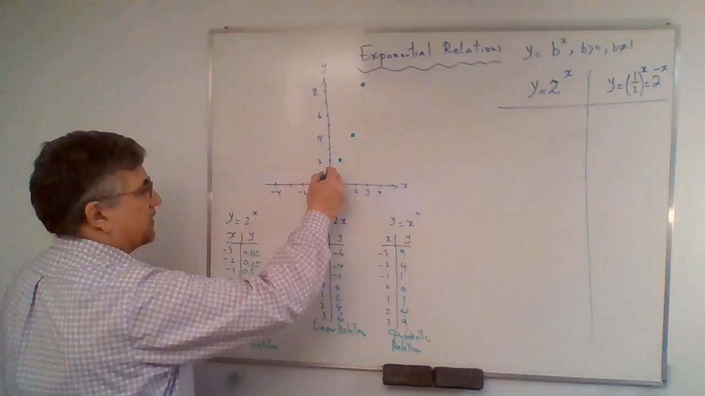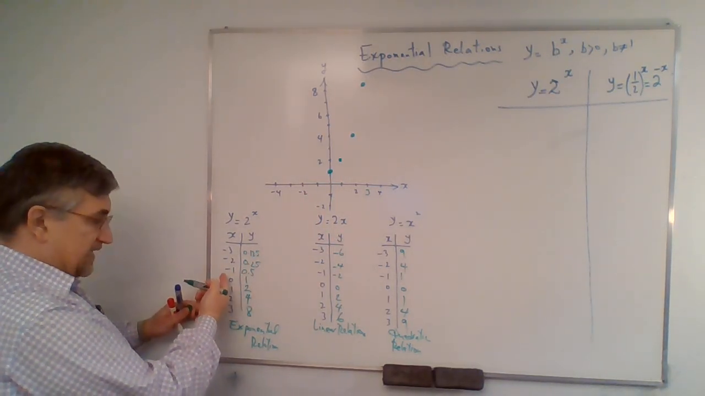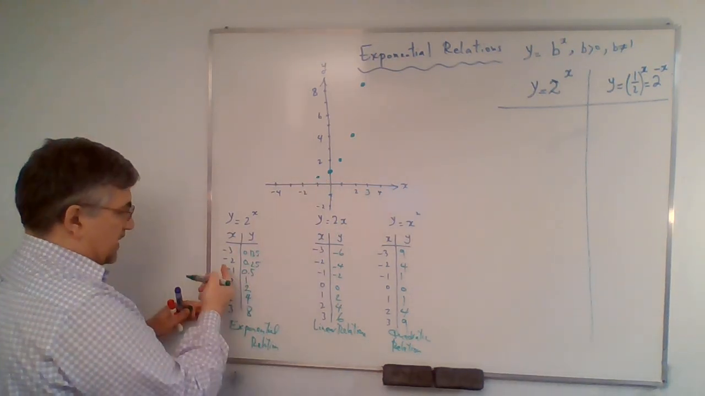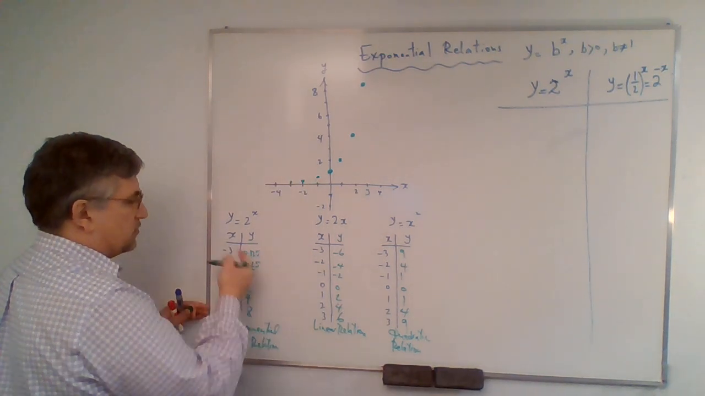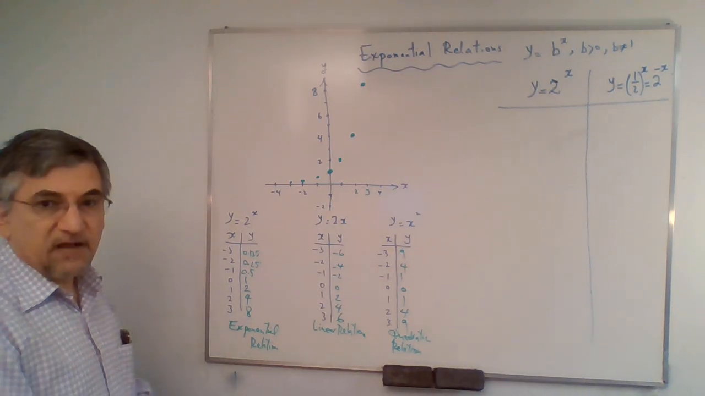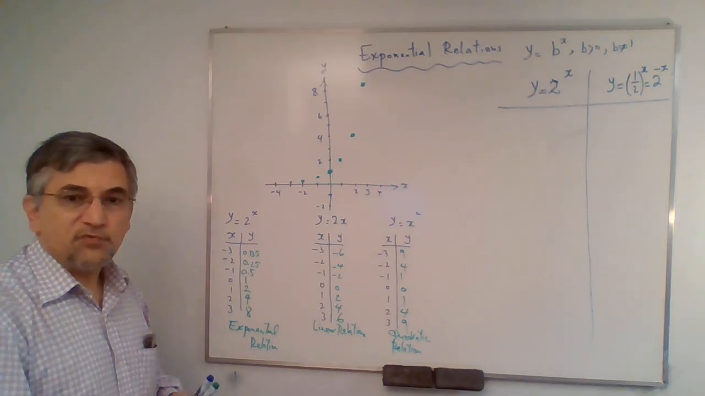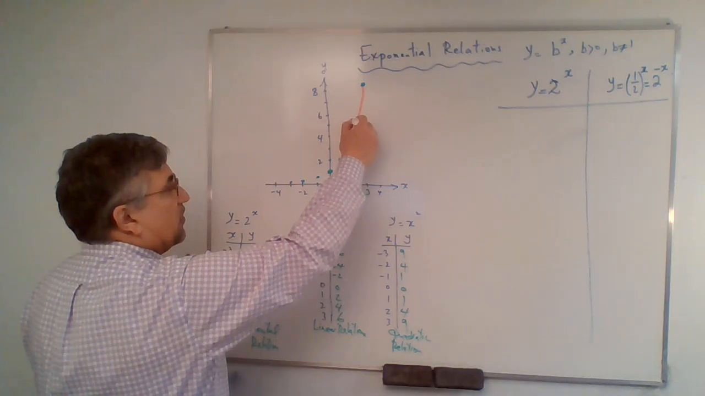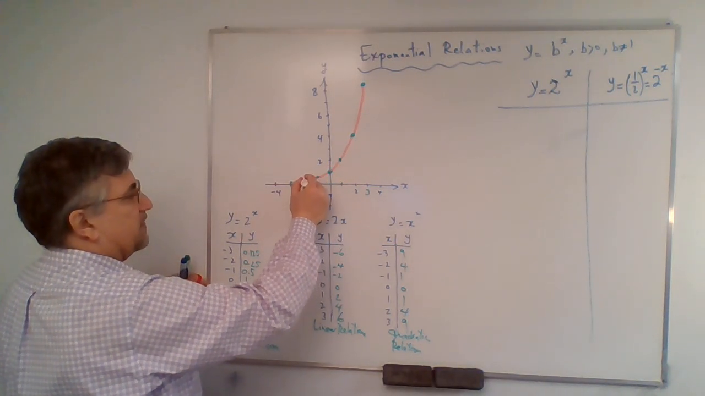0 and 1 would be right there on the y-axis. For x is -1, y is 0.5, which is about here. If x is -2, a quarter is the y value, and 0.125, which is very close to the x-axis. So now that we have plotted 1, 2, 3, 4, 5, 6, 7 points, we will draw a smooth curve passing through these points. We do our best to draw a smooth curve to see what kind of graph we will end up with.